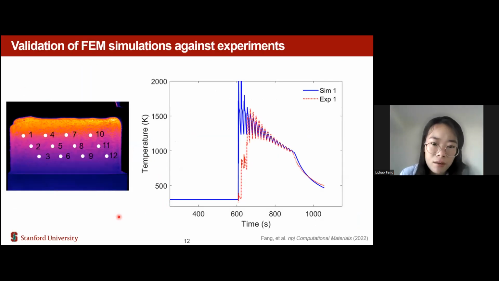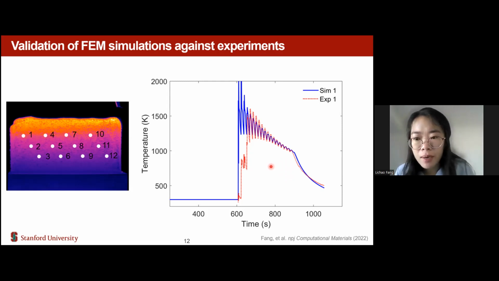In order to validate our simulation results, we compare the measured IR temperature data with our simulation. We choose some specific locations from the thin wall and look at the temperature history. The solid lines are the temperature history from simulation, while the dashed lines are from the experiment. And we can see that for the most part, the simulation agrees pretty well with the experiment, but there is some discrepancy during the first part.